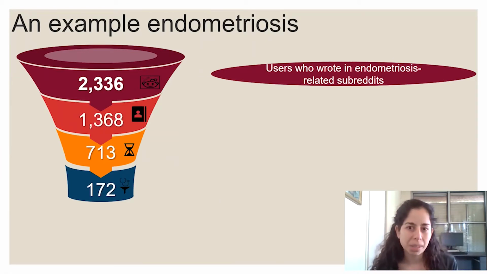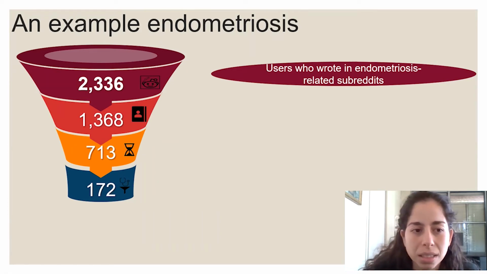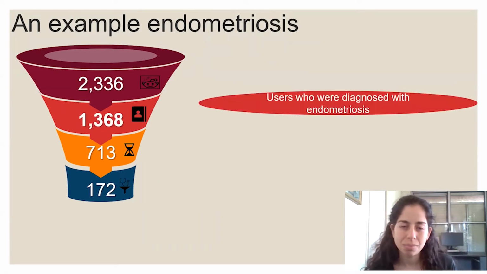So let's take endometriosis as an example of a disease from the beginning. The funnel you see shows how many unique users we have in each step. The starting point was two relevant subreddits, endometriosis and endo. Approximately 2,000 users were found that wrote in them.